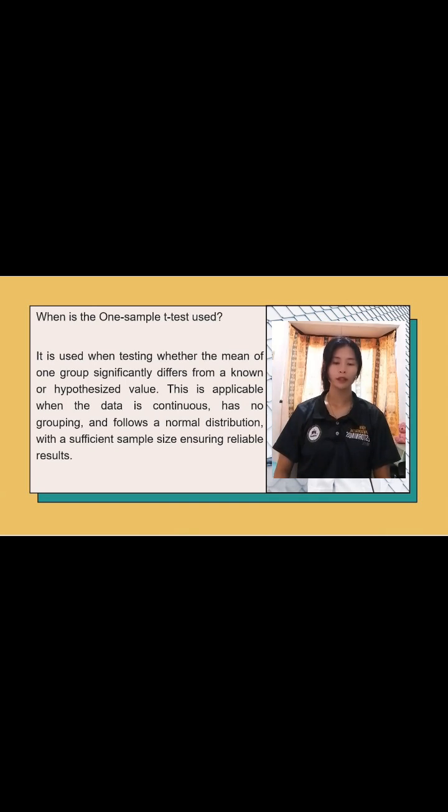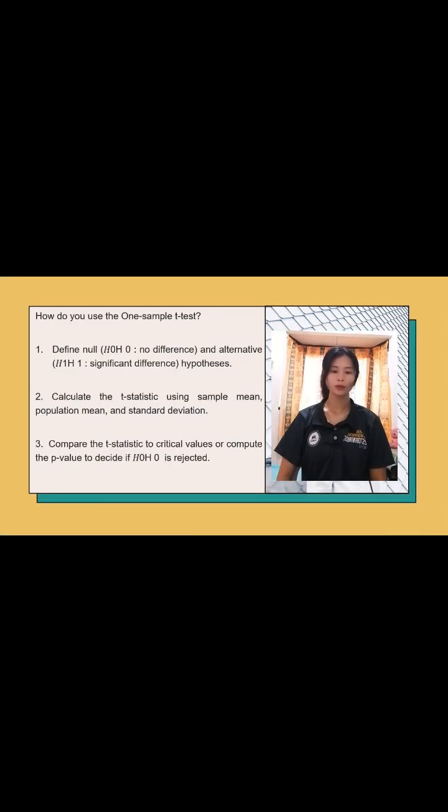When is a one sample t-test used? It is used when testing whether the mean of a group significantly differs from a known or hypothesized value. This is applicable when the data is continuous, has no groupings, and follows a normal distribution with a sufficient sample size, ensuring reliable results. You use the one sample t-test as follows.